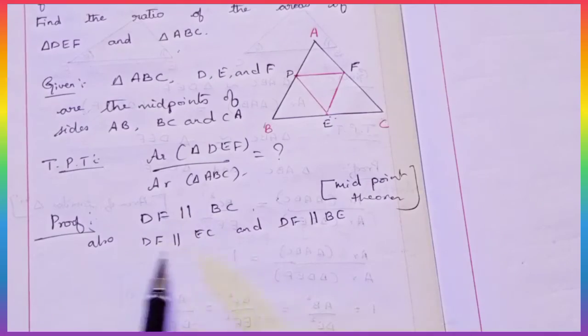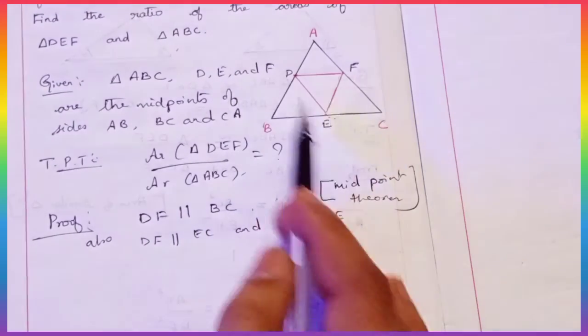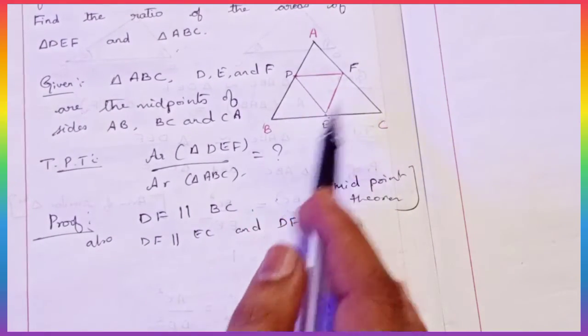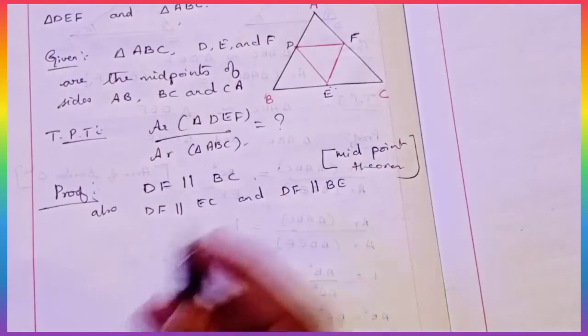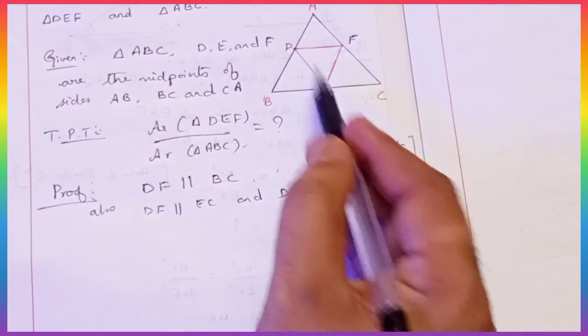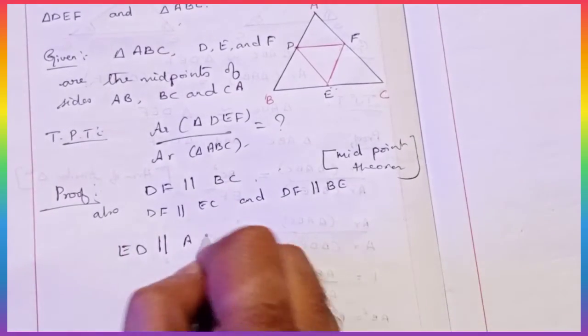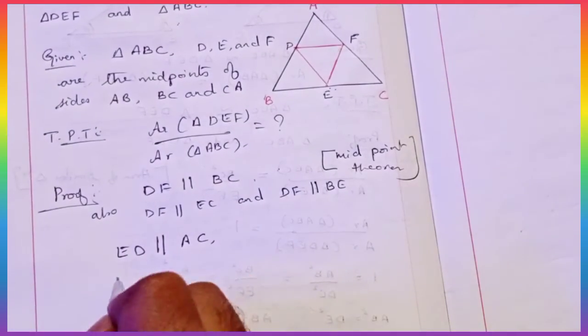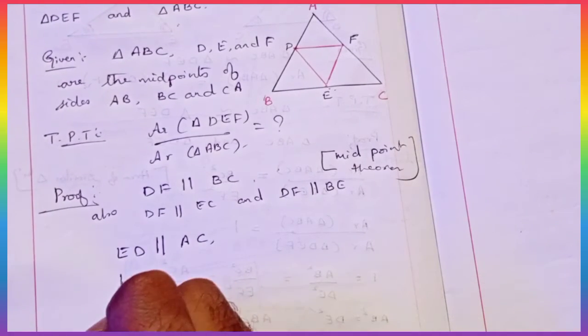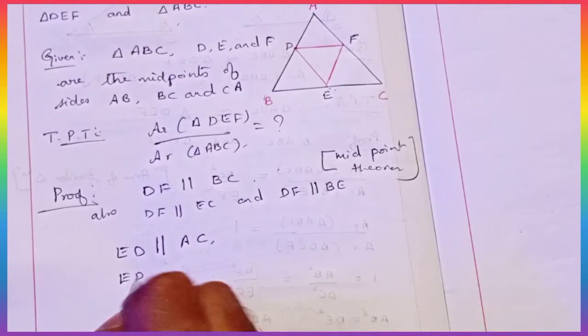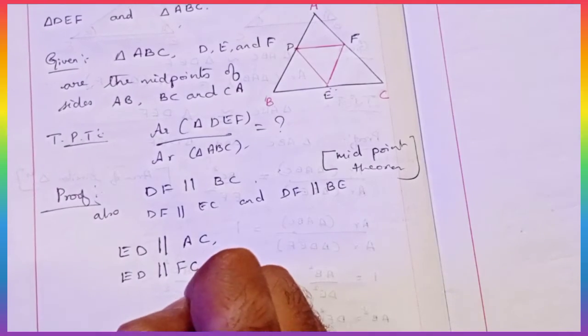See, I have just taken one side of the triangle. So if we consider any of the other two sides also, we will get the same thing. That is, if I take DE, then DE will be parallel to AC. That also indicates that ED will be parallel to FC.